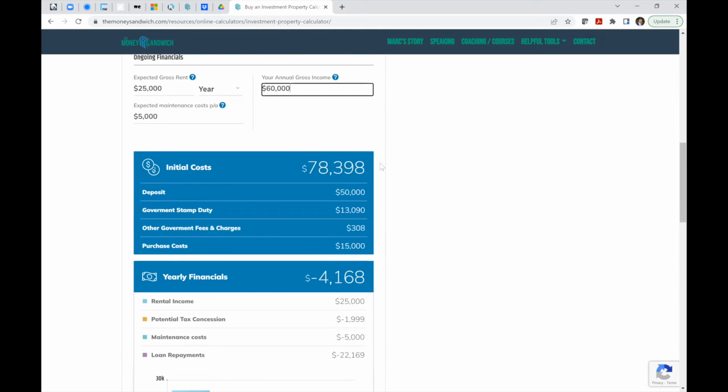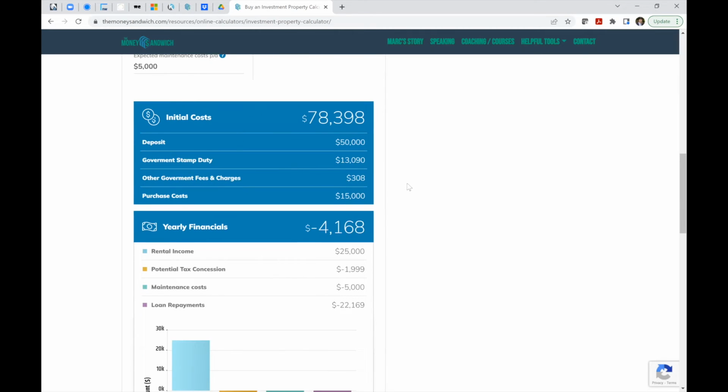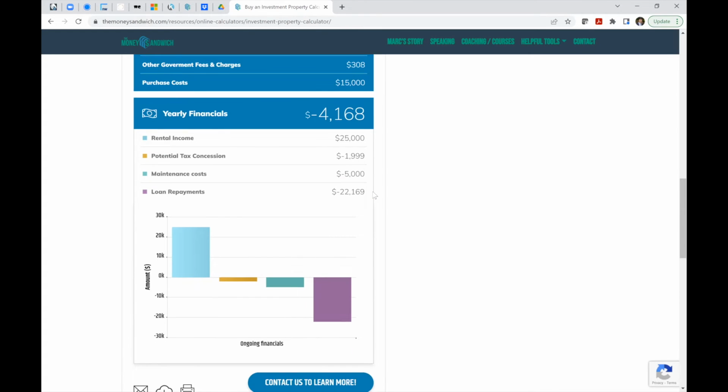If I scroll down further, you can see here are the initial costs, which was $78,000, which is the $50,000 deposit, stamp duty, other government fees, and the purchase cost. The yearly financials, though, is what we're really interested in, because after that, for every year, you're going to really look at what the rental income is. That's your positive. But then there's the outgoings and the negatives, which is you're going to get a tax deduction, you're going to have to pay maintenance costs, and you're also going to have to pay the loan repayments back.